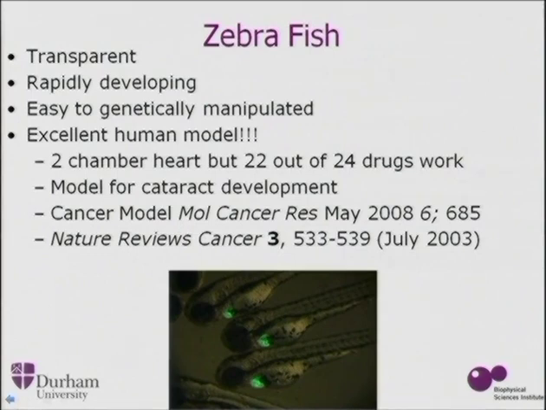But the most amazing thing is that, for a very simple fish, they are a very good human model. So, for example, although the heart in a zebrafish, as you'll see later, only has 2 chambers, and your hearts all have 4 chambers, 22 drugs out of 24 that work on your heart work in exactly the same way on a zebrafish. If I do this in a mouse model, only 12 of them work in the same way, and a mouse model has 4 chambers. They're actually a very good model for the development of cataracts in the eye as well, which I can go into in a different talk.